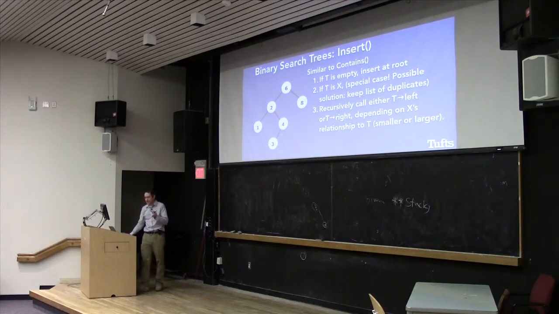So let's see. We did find min, find max, contains, and insert. And those were what I said were the easier ones. OK? Oops, and I forgot: if the node traverses to null, that's where you insert it.